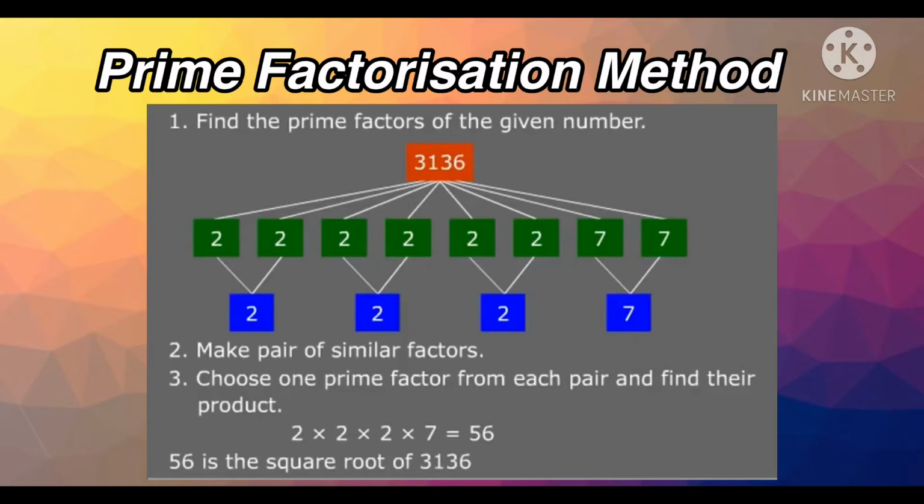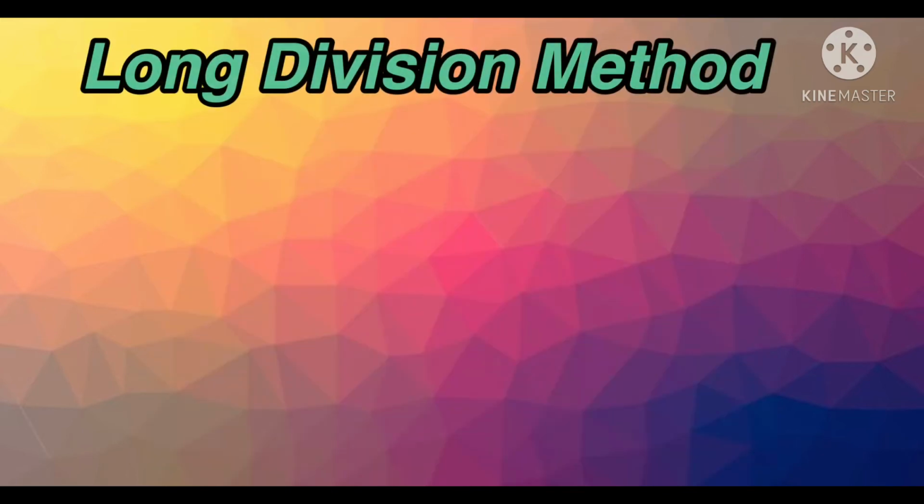Now make pairs of similar factors. Now choose one prime factor from each pair and find their product. Here we can see that we have 3 pairs of 2 and 1 pair of 7. So choose one prime factor from each pair and find their product. So 2 times 2 times 2 times 7 is 56. 56 is the square root of 3136.